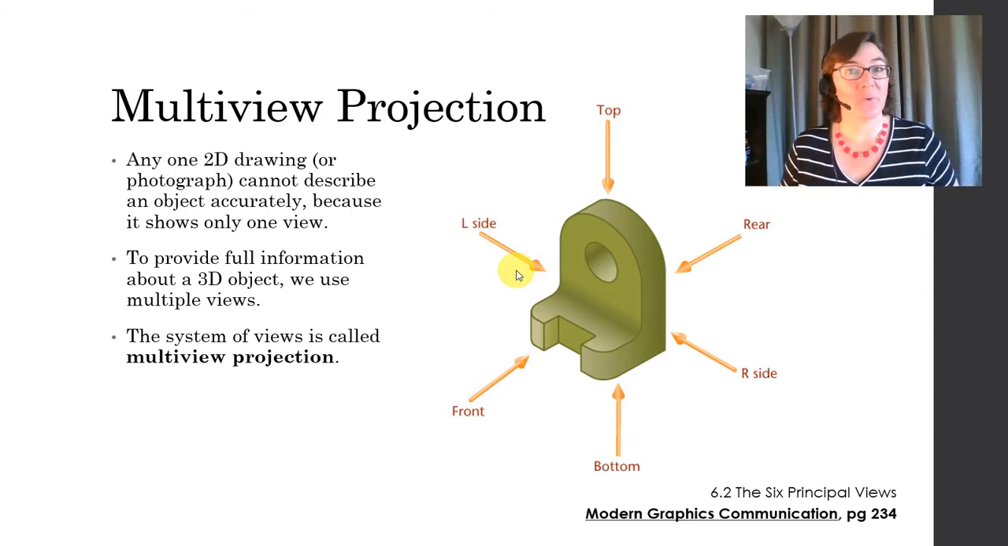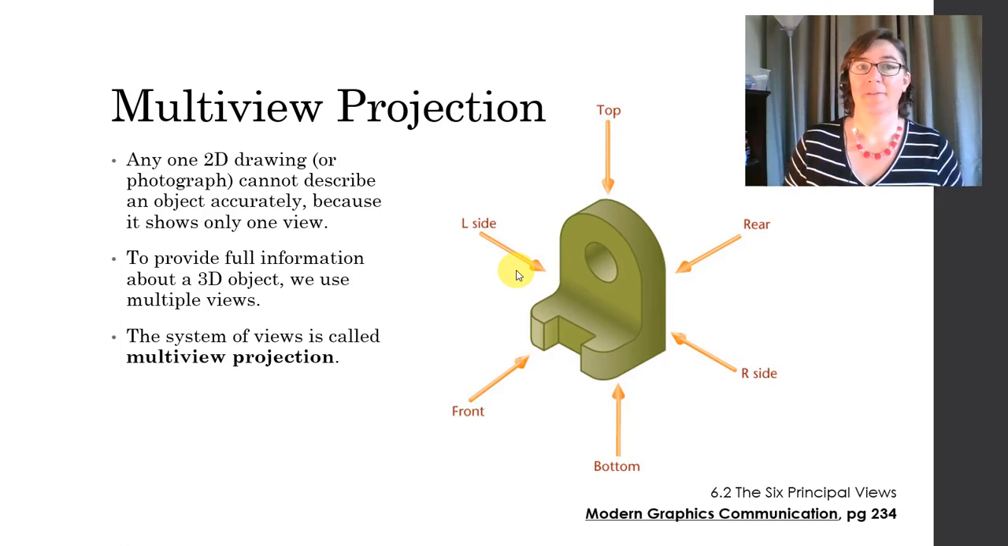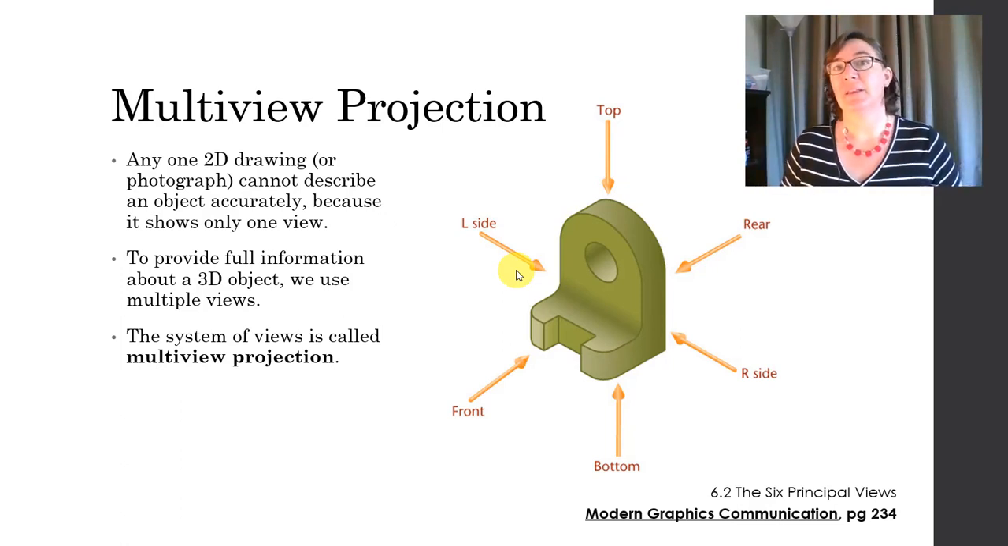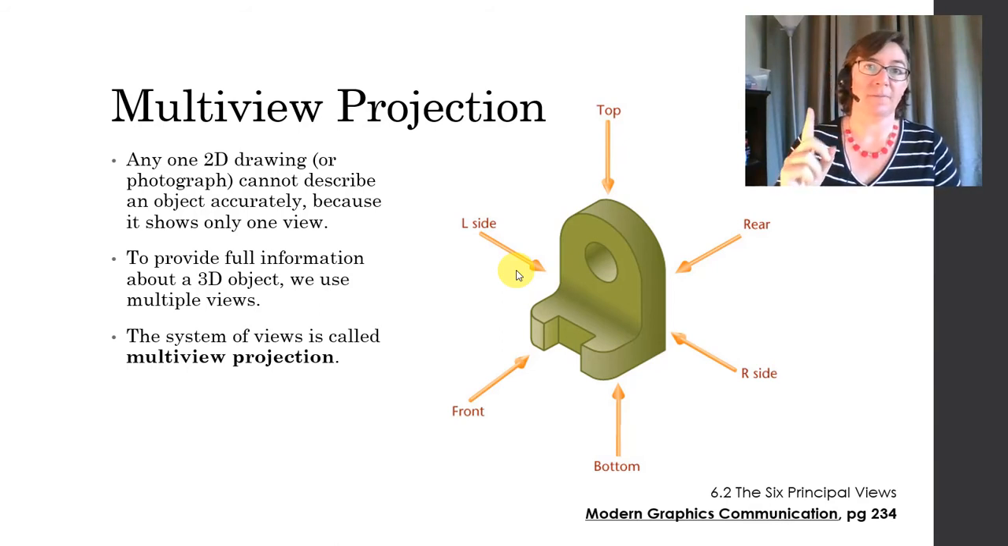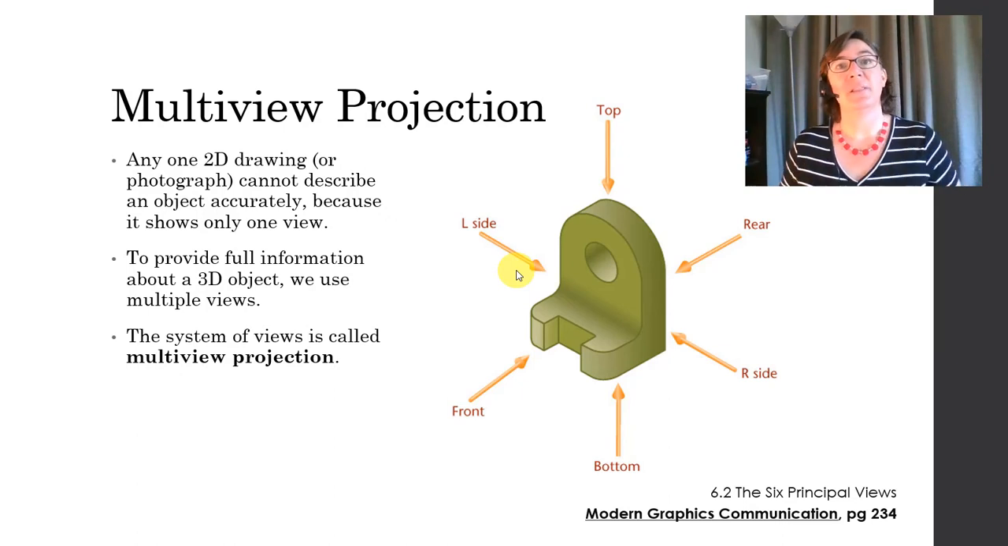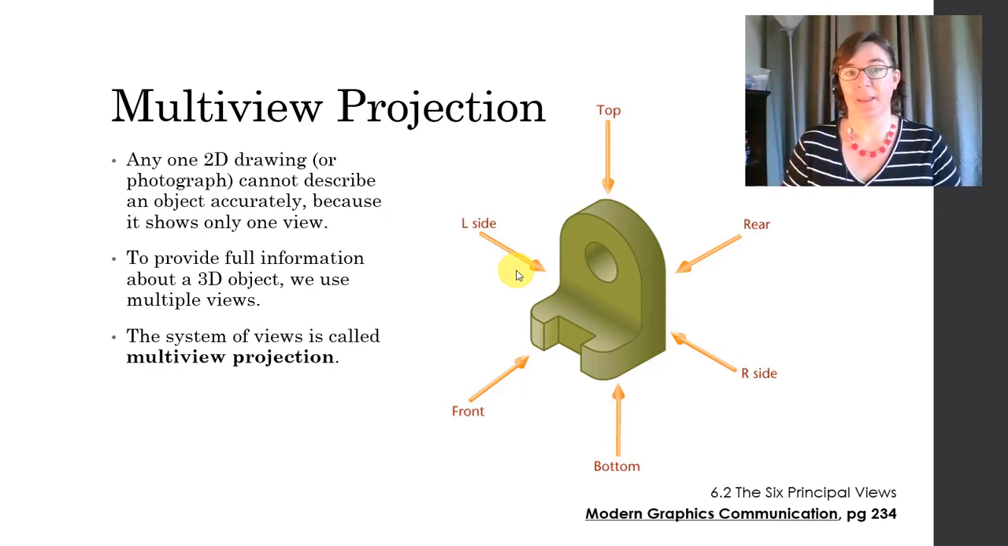Any one two-dimensional drawing or photograph, any drawing on a piece of paper, can't fully describe an object accurately because it only shows one view. To provide full information about a three-dimensional object, we use multiple views of the same object, and this system is called multi-view projection. And here's an example of the 6 principal views of multi-view projection: top, bottom, left, right, front, back.